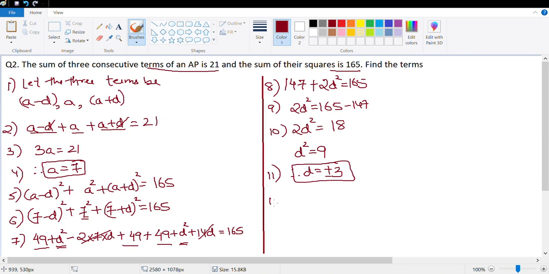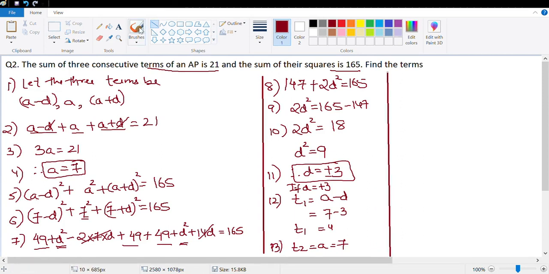So 3 consecutive terms. Term 1 is a minus d. This is if d is equal to plus 3. In this case, a was 7. So 7 minus 3 is equal to 4. So term 1 is equal to 4. Term 2 is equal to a, in this case 7. And term 3 would be a plus d, in this case 7 plus 3 is equal to 10. Therefore, terms are 4, 7, 10.